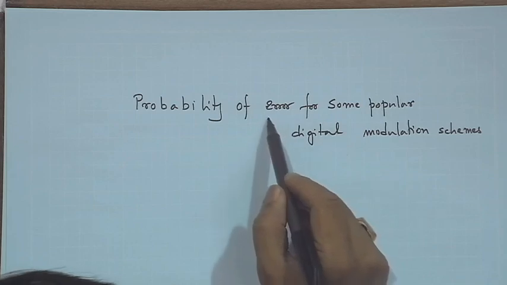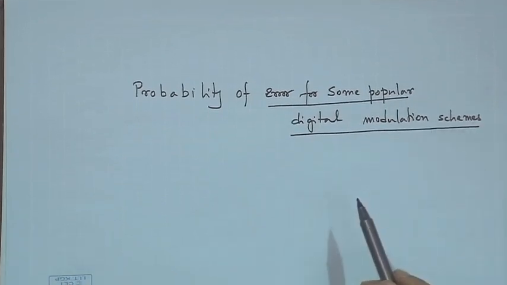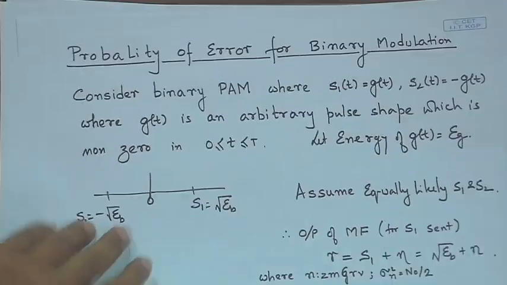So we get into the study of probability of error, and what we are going to look at is some popular digital modulation schemes. The reason is there are so many different digital modulation schemes and we have studied quite a few. It may not be possible to look at all possible modulation schemes. So we will take a few which are very important and which will serve as baseline, and then you can develop based on whatever we discuss here. So first we take a look at the binary modulation scheme.